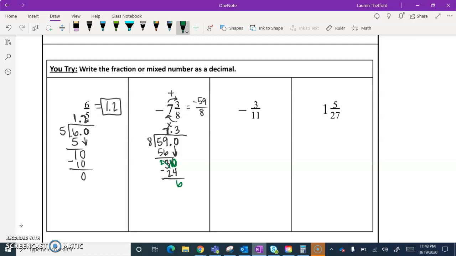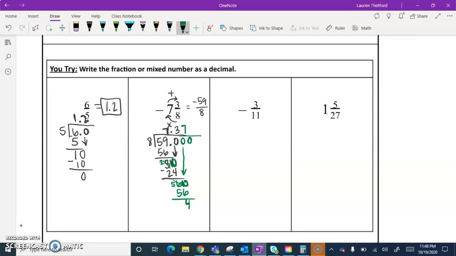That's still not a 0 yet, so we're going to add another 0 and bring it down. 8 goes into 60 7 times. Yep, 7 times. 7 times 8 is 56. I'm going to borrow. So that turns to a 5, and now we have 10. 10 minus 6 is 4. 5 minus 5 is 0.